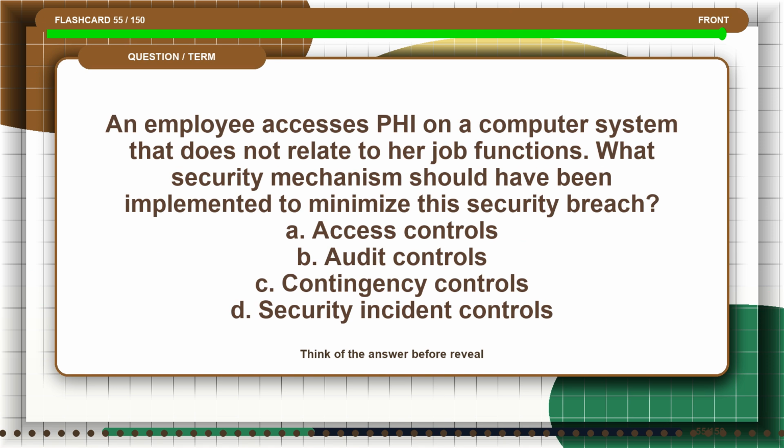Flashcard 55. An employee accesses PHI on a computer system that does not relate to her job functions. What security mechanism should have been implemented to minimize this security breach? A. Access controls. B. Audit controls. C. Contingency controls. D. Security incident controls. Think of the answer before the reveal.